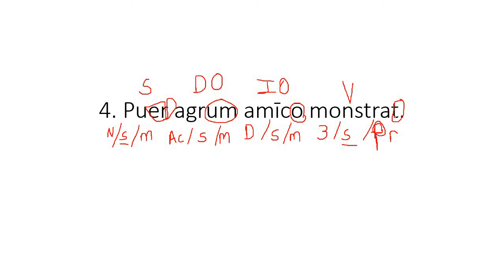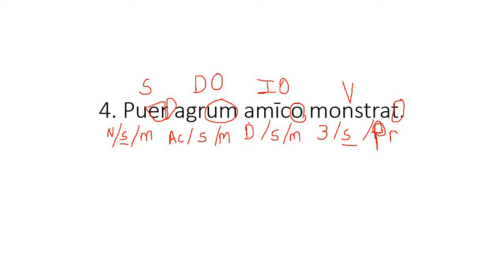So T means he, she, or it. Monstra is show. He, she, or it shows, but we do have a subject, so it's the boy. The boy shows. What is he showing? We go to our direct object. He's showing a field, still singular. So the boy is showing a field.